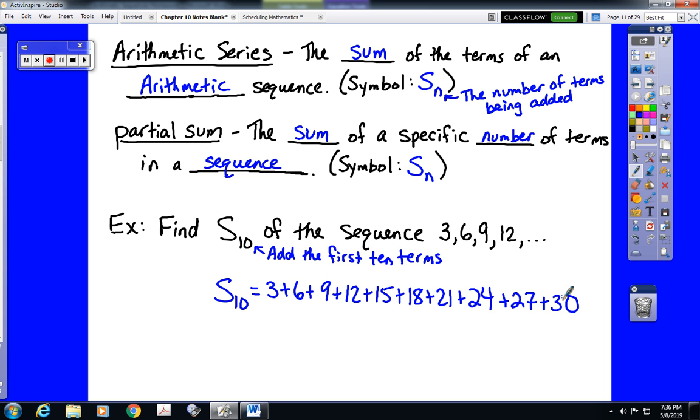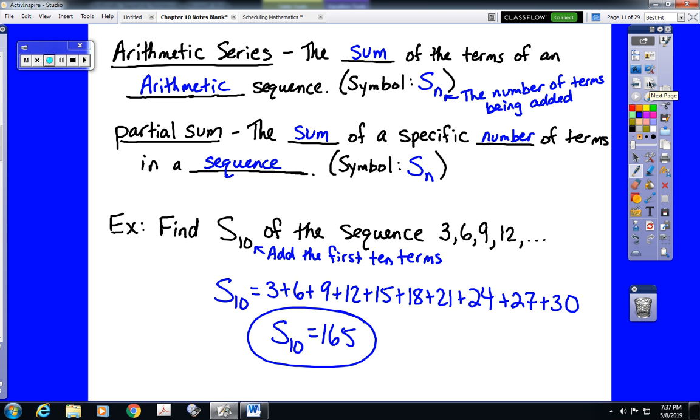So we would be adding 3 plus 6 plus 9 plus 12 plus 15 plus 18 plus 21 plus 24 plus 27 plus 30. That would be 165. So S sub 10, the sum of the first 10 terms, would be 165.